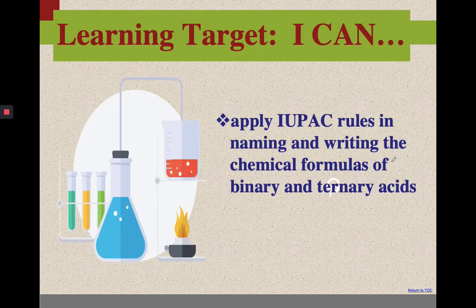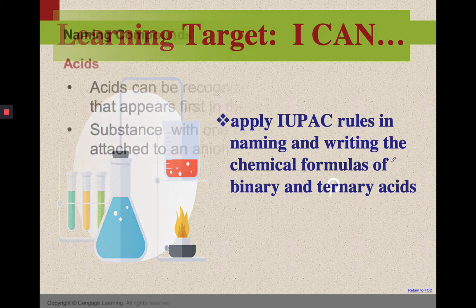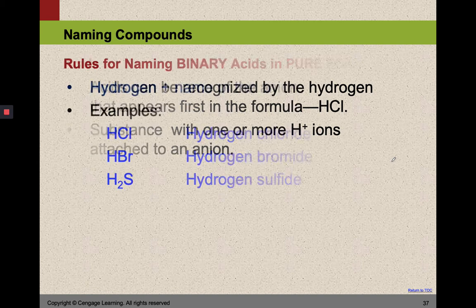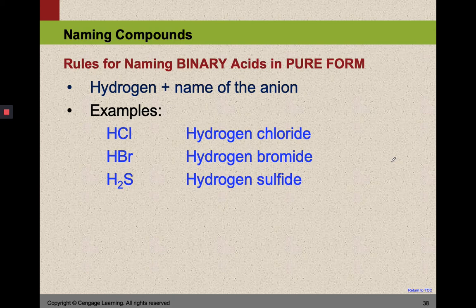Now in this part, we will be naming acids, which is also a very important part in chemical nomenclature. Again, we can consider them to be binary or ternary. Acids can be recognized by the hydrogen that appears first in the formula, for example, HCl. It's a substance with one or more H plus ions attached to an anion. This is a special class, and there is a set of rules for naming binary acids.